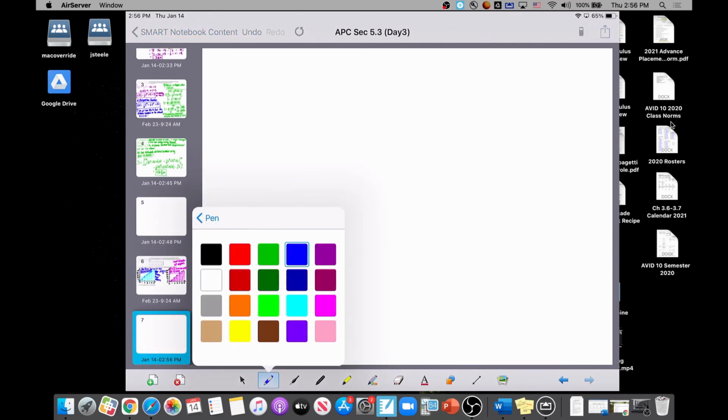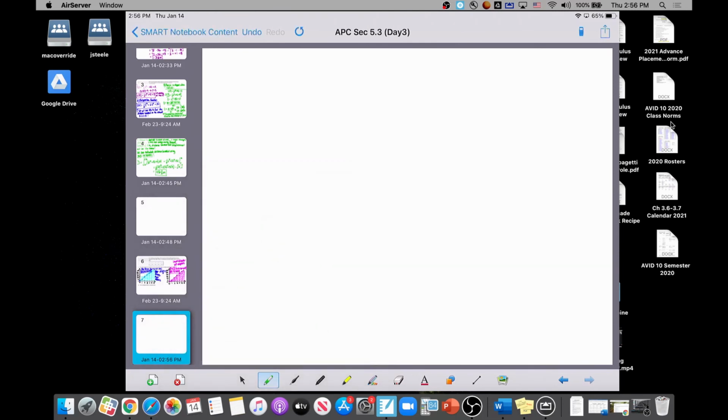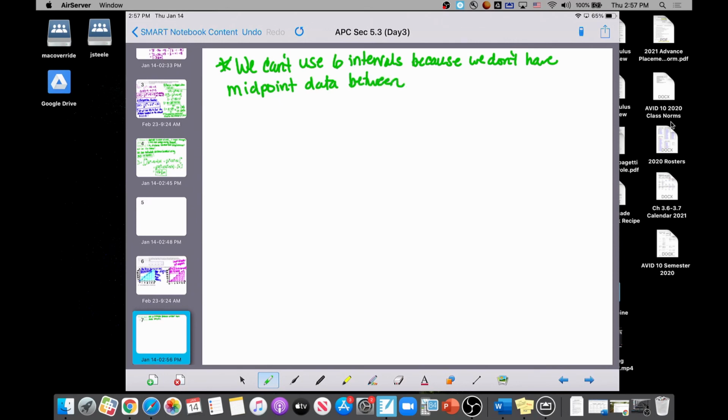And there's a catch to this. If we want to use the midpoint rule, we can't use 6 intervals because we don't have data for the value between t equals 0 and t equals 1, or the value between t equals 1 and t equals 2. So let's write that down. We can't use 6 intervals because we don't have midpoint data between t equals 0 and 1, or t equals 1 and 2, etc., right? So the best we can do is divide our area into 3 rectangles using the data we have.